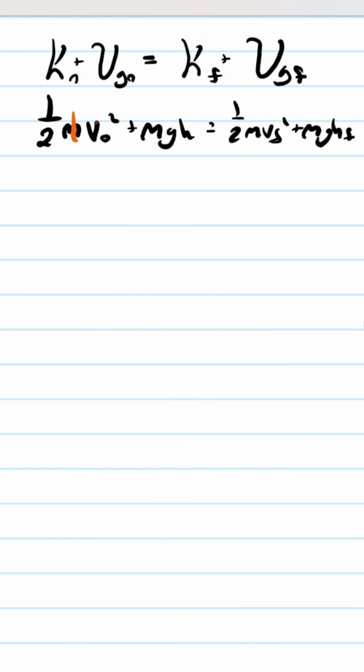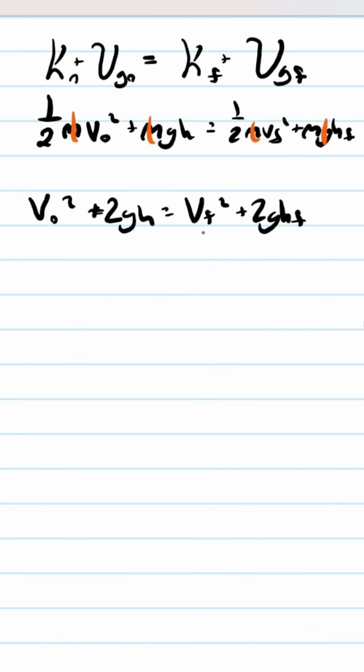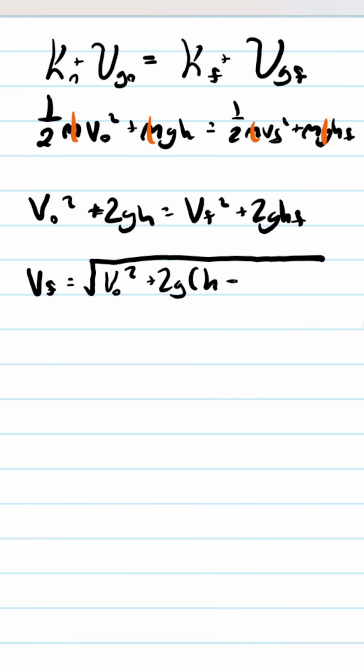Now we can go ahead and cancel out our masses and multiply everything by 2, and we get that v naught squared plus 2g h initial equals v final squared plus 2g h final. Now we want to solve for this v final so that we can use it in our force balance to find the normal force. So to do that, we'll have to rearrange for v final. Now we can go ahead and plug in the value we calculated for v naught.